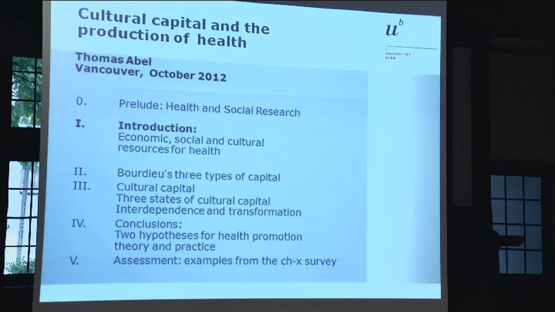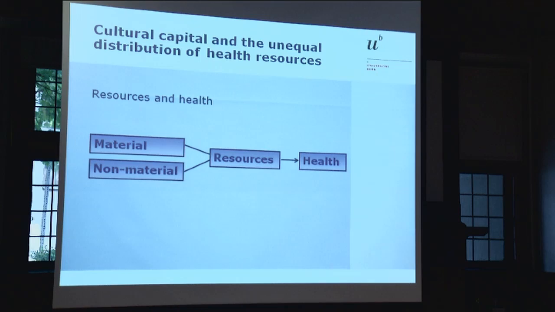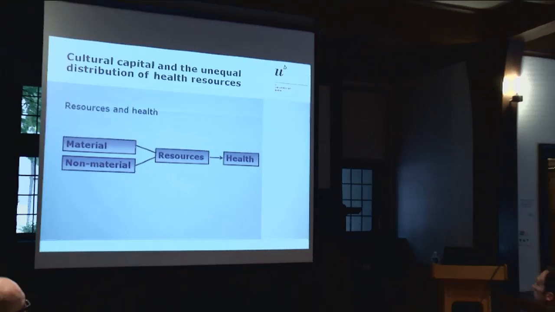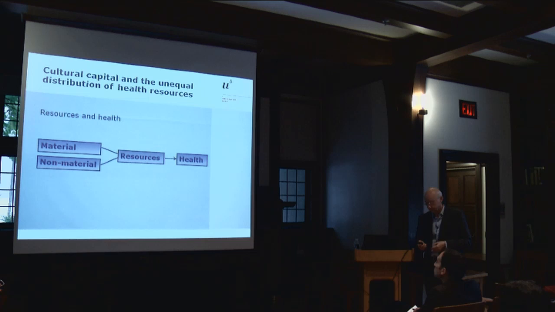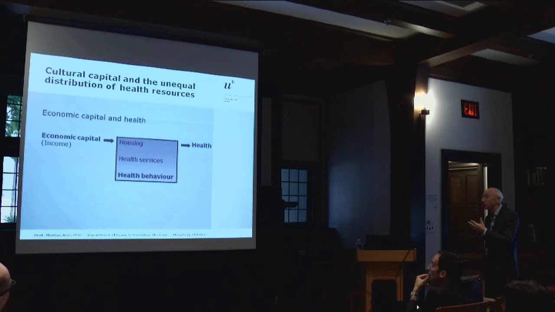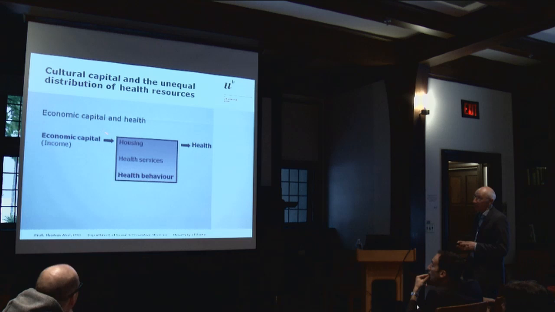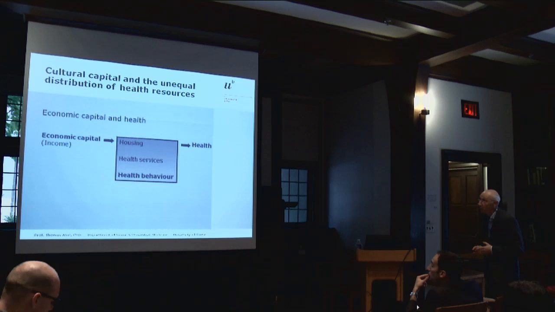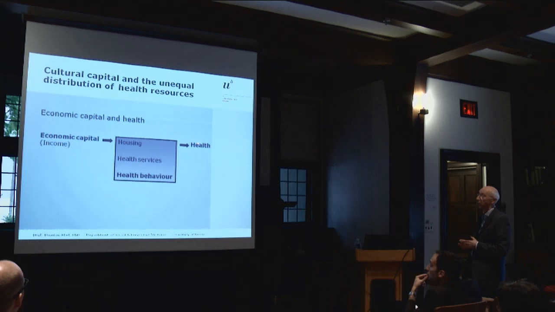Now, resources and health. There's this very fundamental distinction that we can make between material resources and non-material resources. And there's a universe of studies that link them to health outcomes. When we look at material resources, economic capital is most often researched. And the pathways are quite clear, basically. Given a certain income, you can afford healthy housing, which then has an effect on your health. Depending on which country and social or medical system you live in, there's a strong link with what you can afford in terms of possibilities. It will improve your health chances.